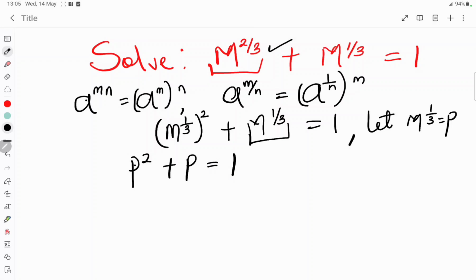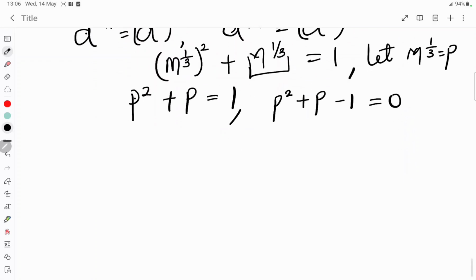This is clearly a quadratic equation. If you look well, you can now see that p squared plus p minus 1 is equal to 0. I just subtracted 1 from both sides. So if you understand up to this extent, you can now see one clear thing, that this is a quadratic equation. So we need to solve for the value of p.